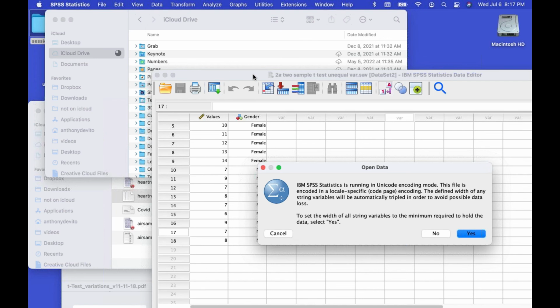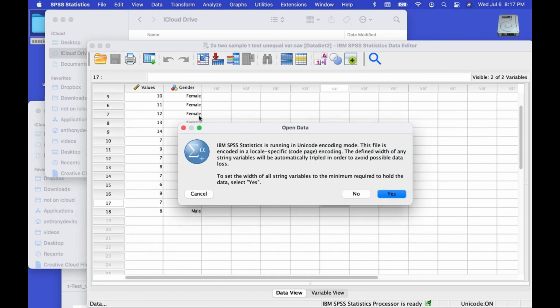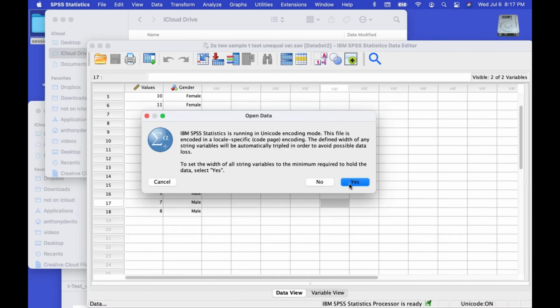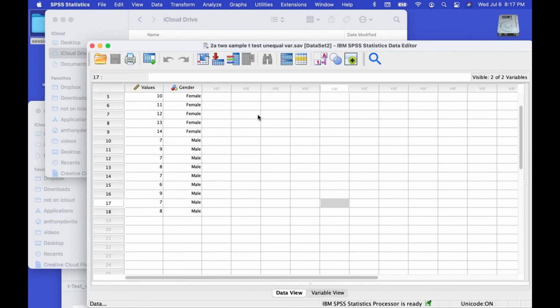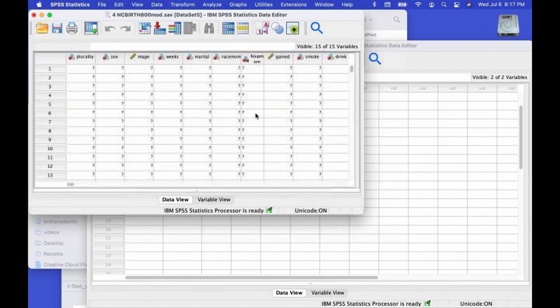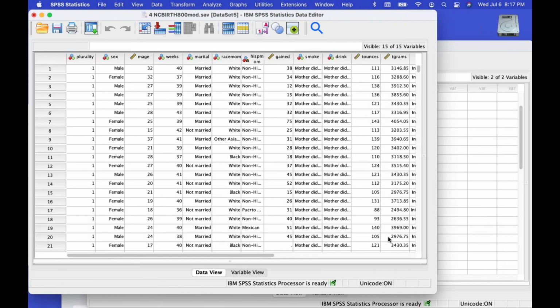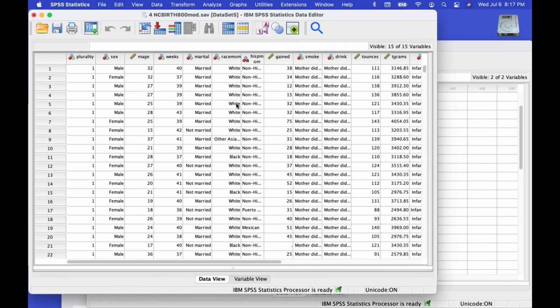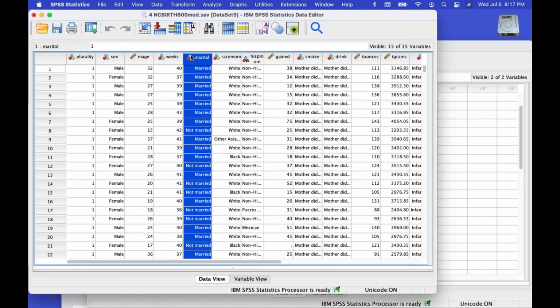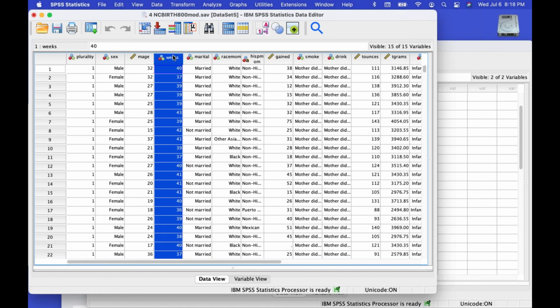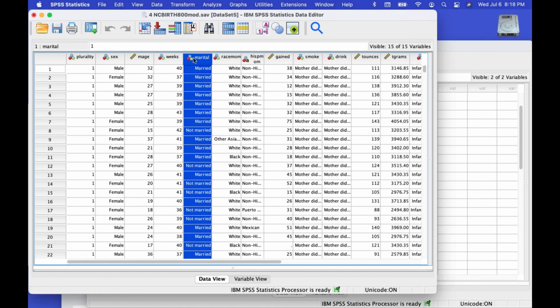So I'm going to look at marital status because I only have two values for marital status: married and not married. And I want to compare the weeks of gestation for married women versus unmarried women. So what's our null hypothesis? Our null hypothesis is that the average number of weeks of gestation for married women equals the average number of weeks of gestation for unmarried women. Okay, so we want to test that now using a t-test, comparing two means.